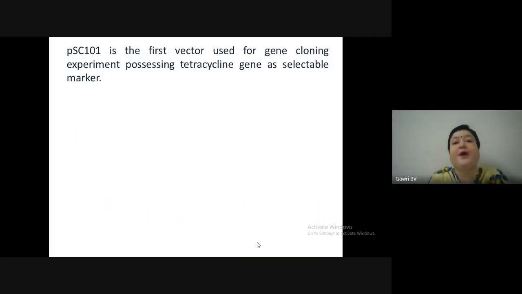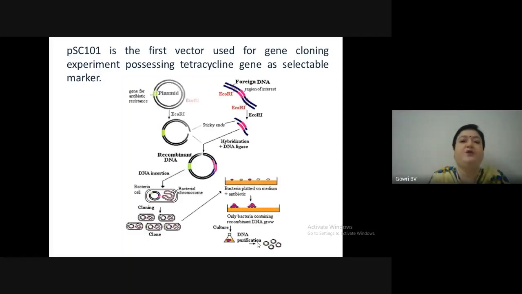pSC101 is the first vector used for gene cloning experiments possessing the tetracycline gene as a selectable marker. I repeat the sentence. pSC101 is the first vector used for gene cloning experiments possessing the tetracycline gene as a selectable marker. What does this word mean? Selectable marker. Look into the picture now with concentration.